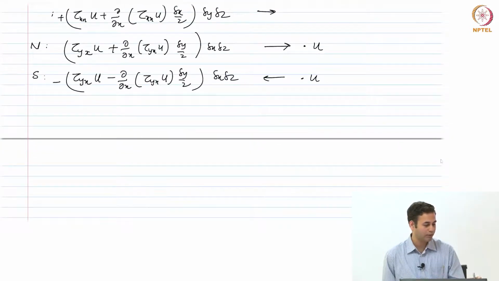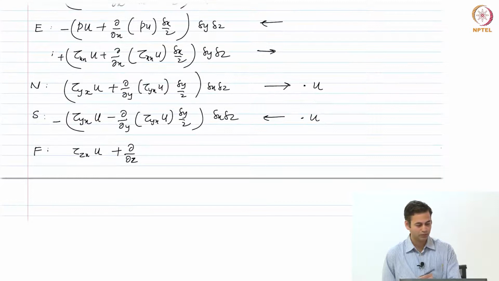Then what about the front face? On the front face we have tau zx. I multiply this with u only, because this is still the force acting in the x direction, and because it is the front face, it would be a plus partial z. I think I made a mistake here. These two should be partial y, isn't it? Yeah, question. With what? North and south I multiply with u, right?